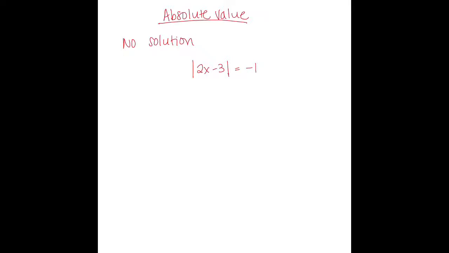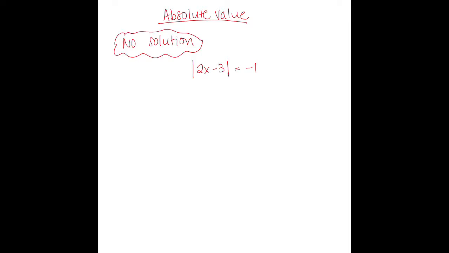Okay, everyone. So today we're going to start by talking about absolute value, and we're going to talk about how you get no solution with absolute value. So we have this absolute value sign right here, and it says the absolute value of 2x minus 3 is equal to negative 1. So if we look at that, we're trying to say, okay, well, the 2x minus 3 inside of the absolute value could be a positive value, or it could be a negative value.